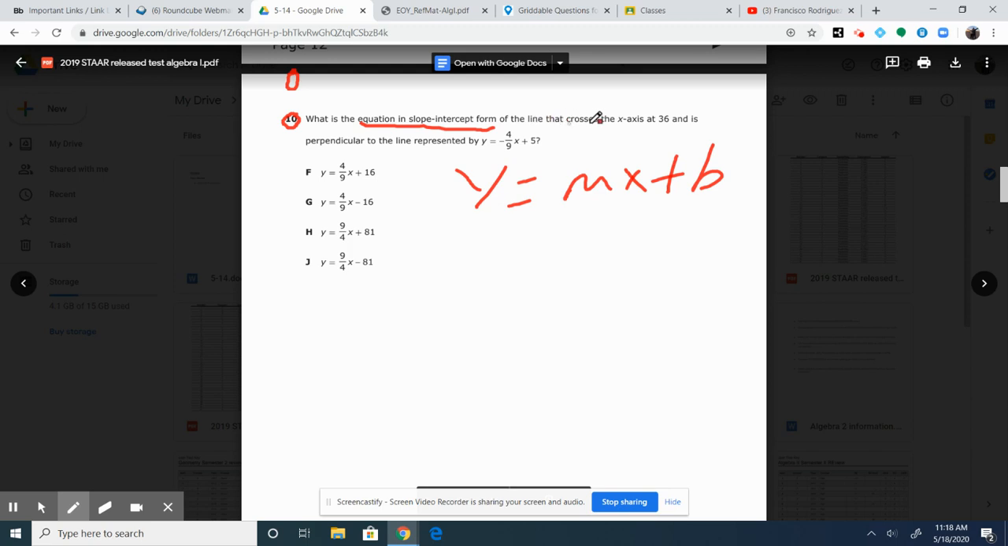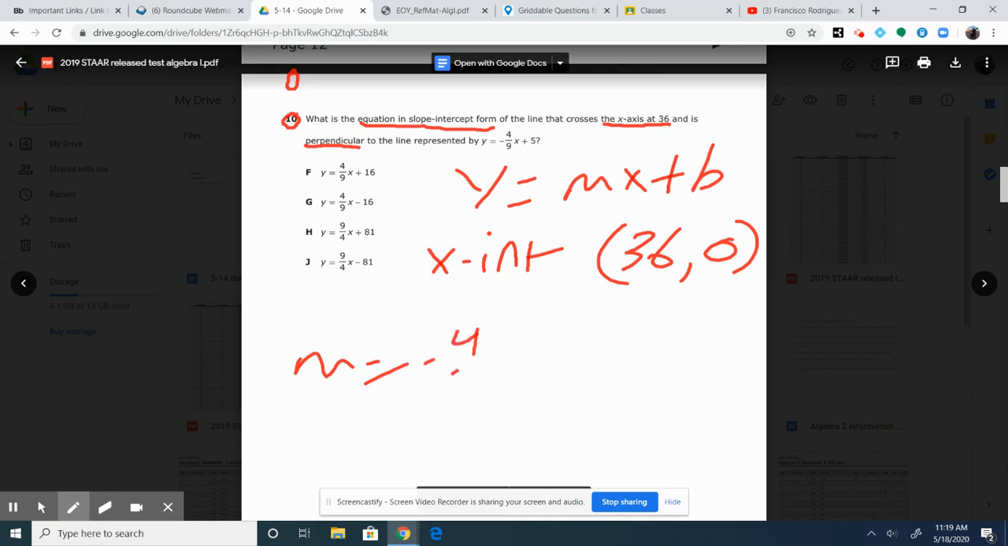Now it says that a line that crosses the x-axis at 36. That's our x-intercept. Therefore, our point that it crosses is (36, 0). And it has to be perpendicular. Now, if you remember, perpendicular lines have slopes that are opposite of each other. So since our slope is -4/9, our slope for a perpendicular line has to be the opposite, which is 9/4. And since it's negative, it turns into a positive.